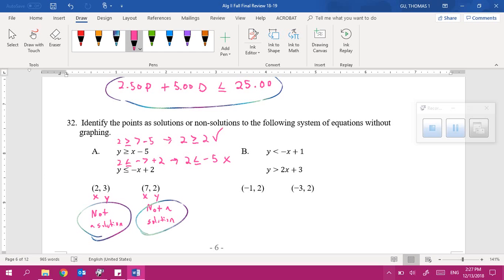Alright, B, we're going to do the exact same thing. So x is negative 1 and y is 2. So we've got y, 2, less than negative 1, which is just going to be positive 1, plus 1. And so this becomes 2 is less than 2. Is 2 less than 2? No, it's not. I can stop right away because I already know that this point doesn't work for this very first equation, which means it's not a solution.